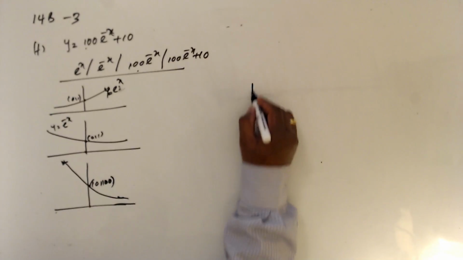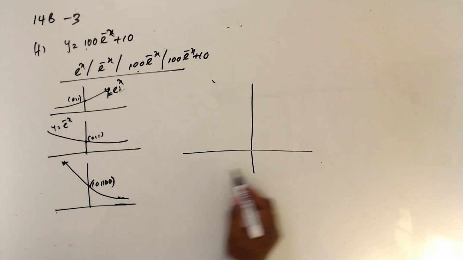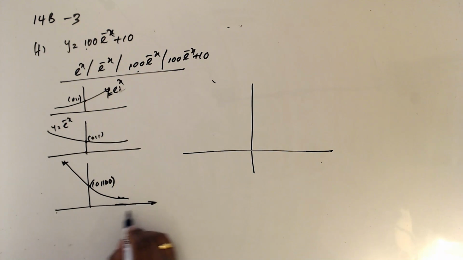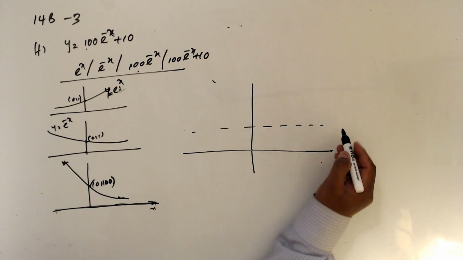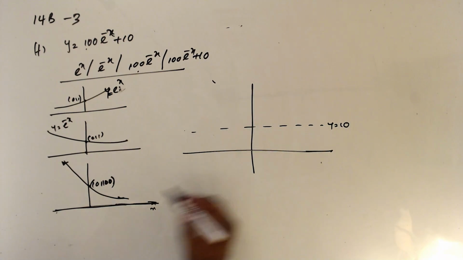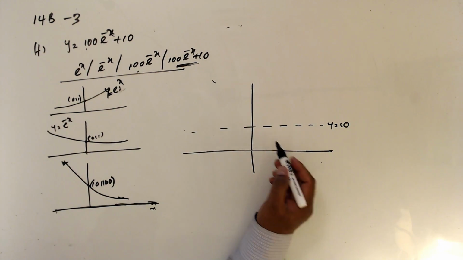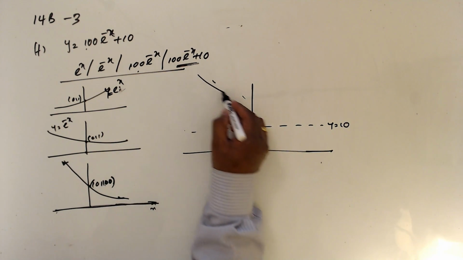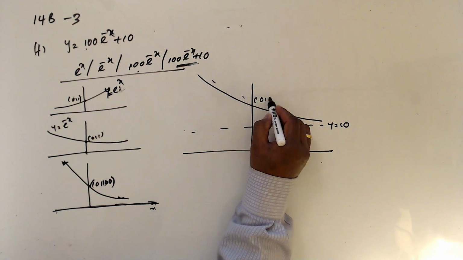Then this horizontal asymptote, which is the x-axis, becomes y equals 10, because I need to bring this graph up by 10. And then 100 becomes 110. So this is (0, 110).